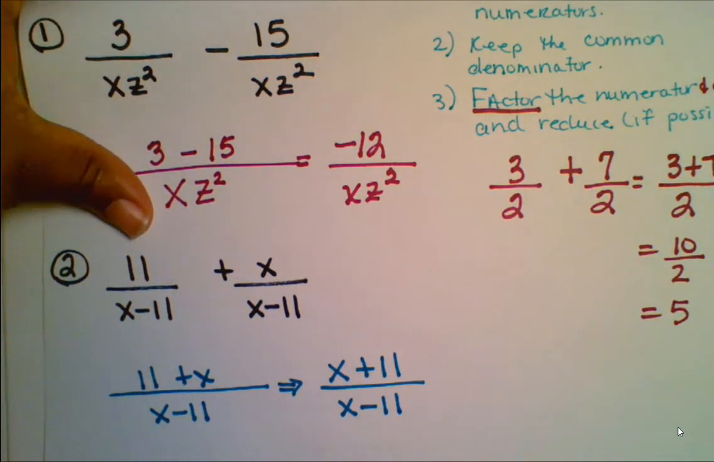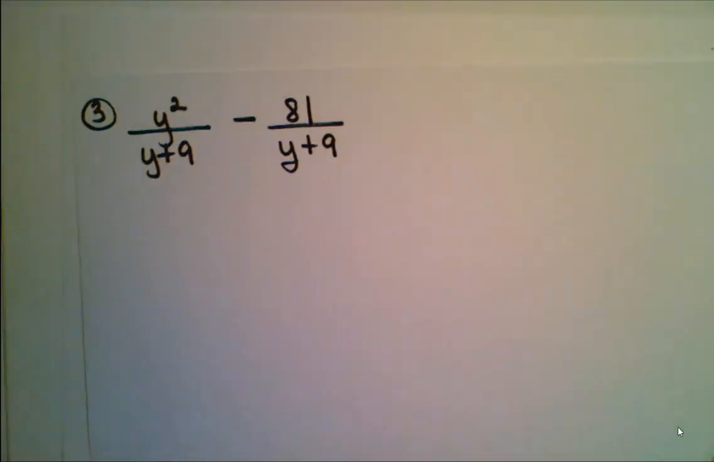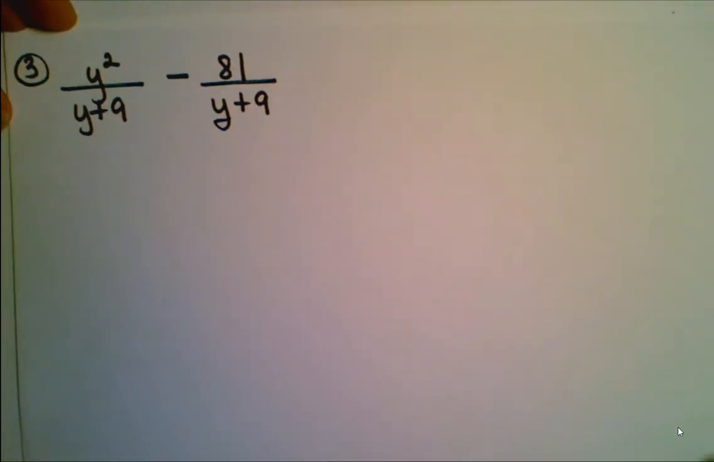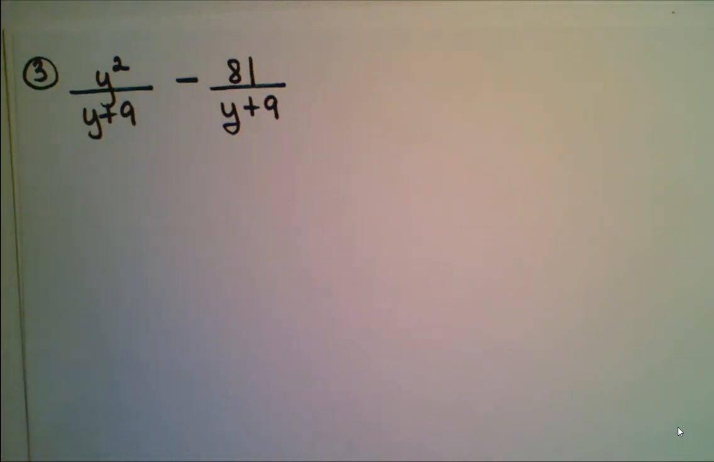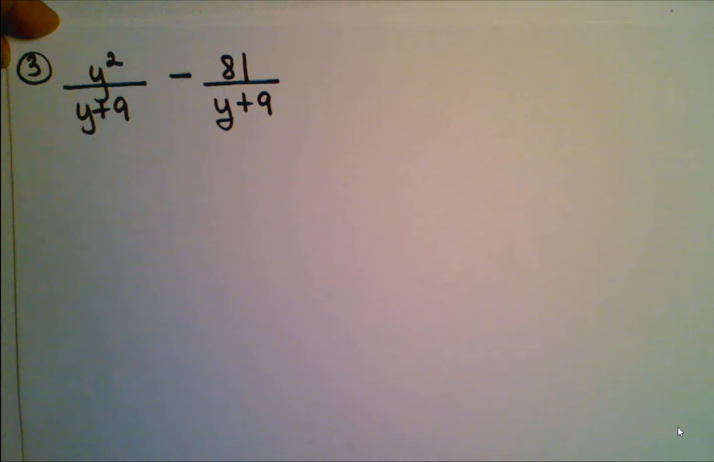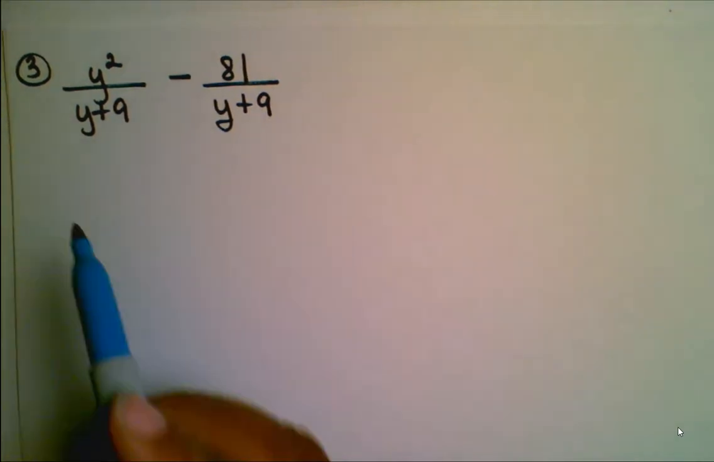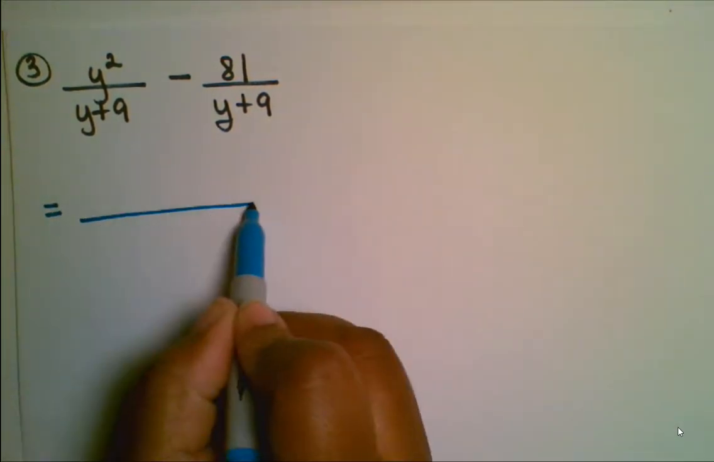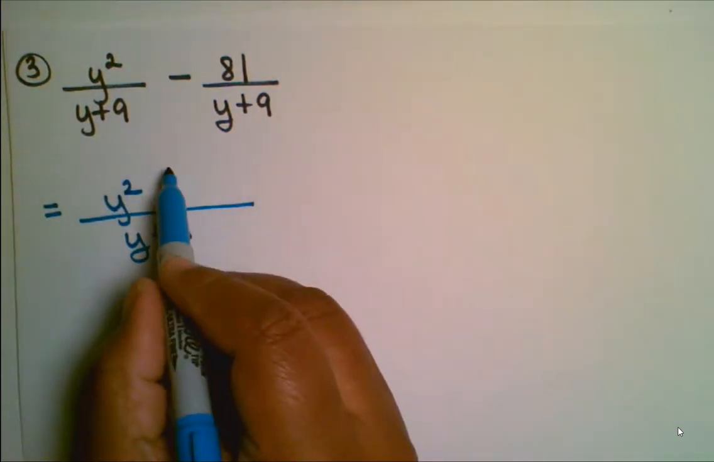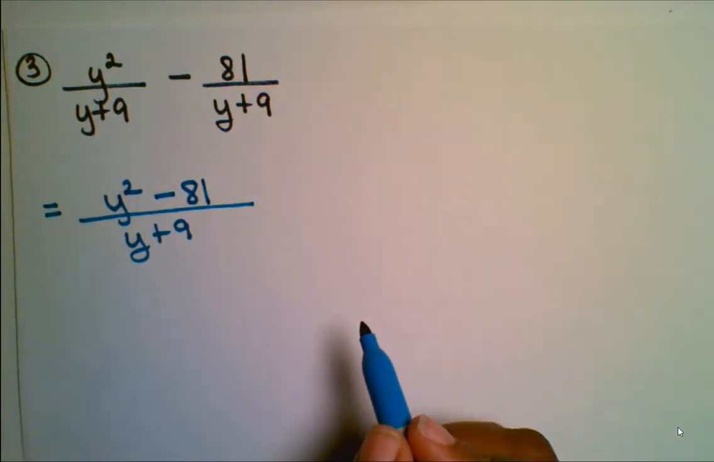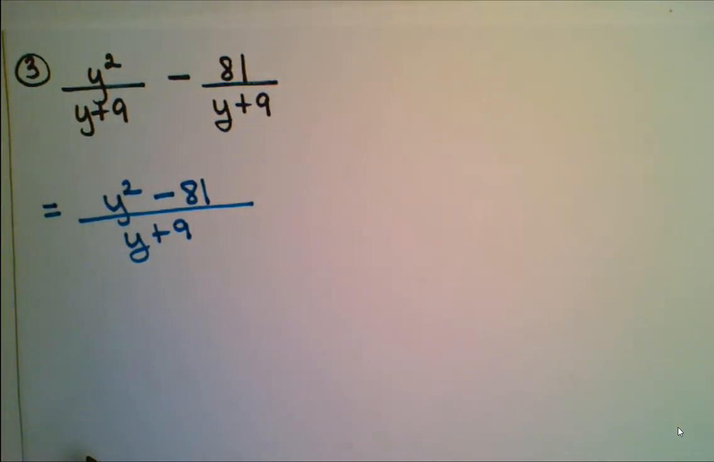Next example, number 3. We have here y squared over y plus 9 minus 81 over y plus 9. We have a common denominator, that is y plus 9. Bring together the numerators, the y squared minus 81. Now look at the y squared minus 81. Do you notice something? Because remember, the rule says that we're going to factor at the end.